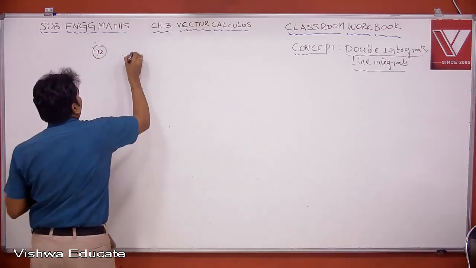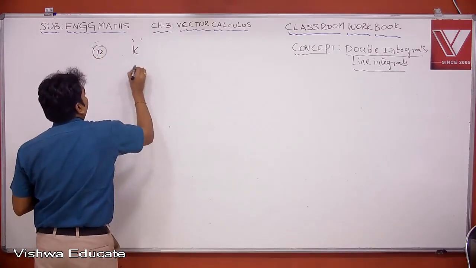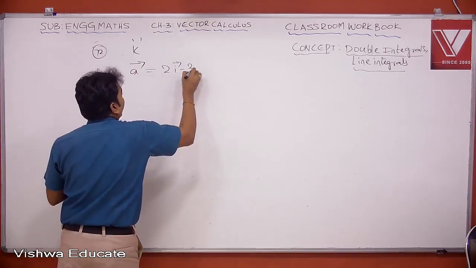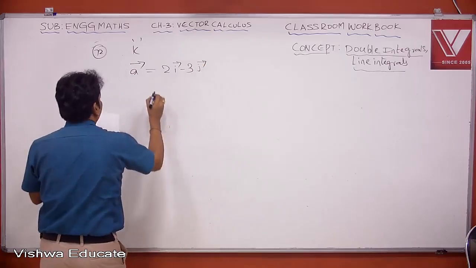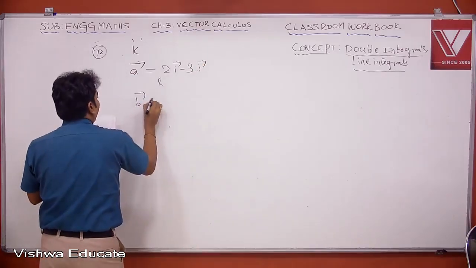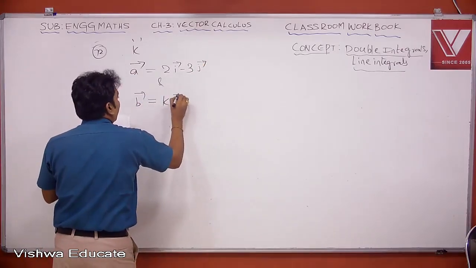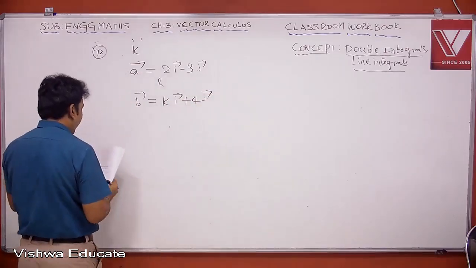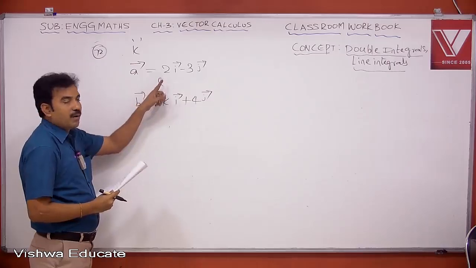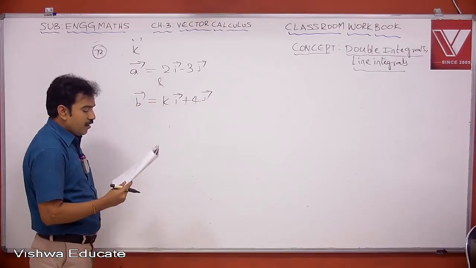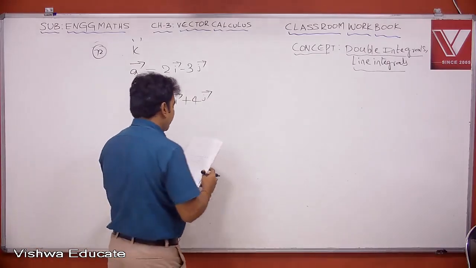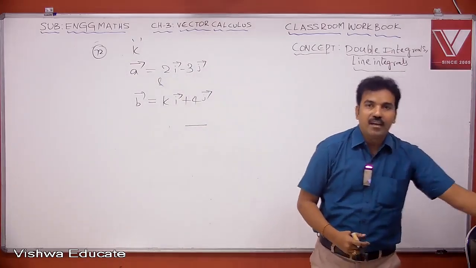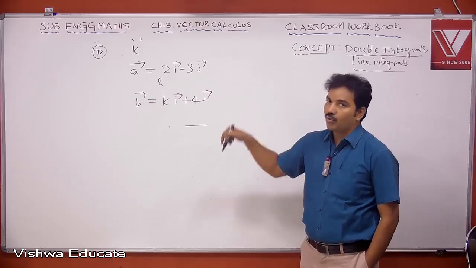The value of k for which the vectors a bar equal to 2i bar minus 3j bar and b bar equal to ki bar plus 4j bar are orthogonal to each other is blank. So we need to find the value of k for which these two vectors are orthogonal.